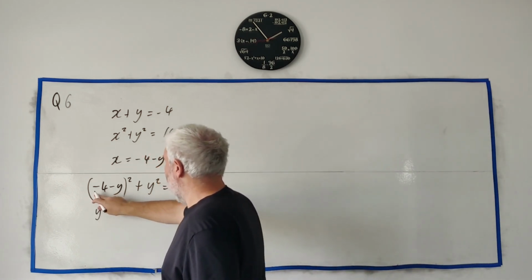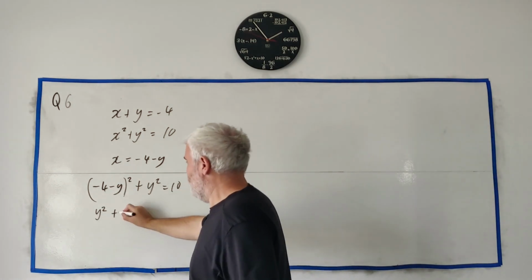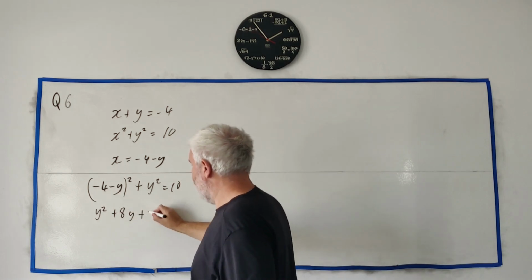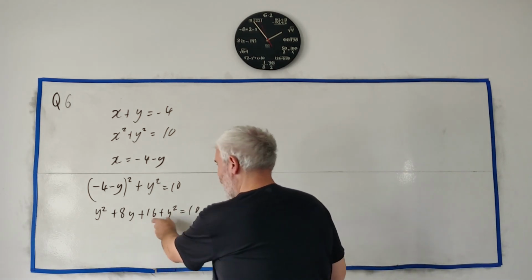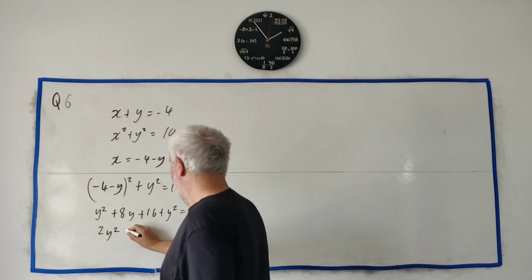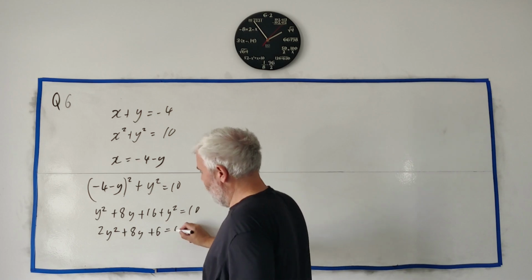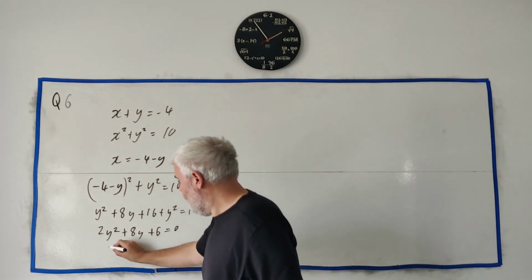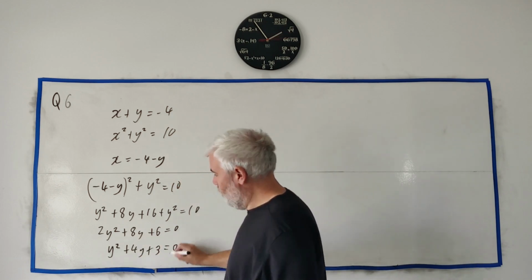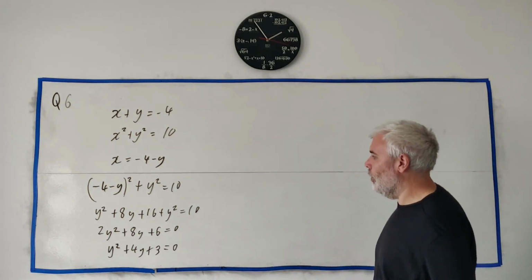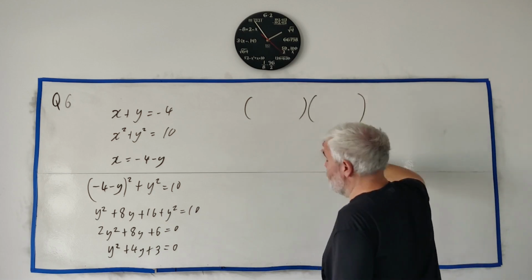We get y squared, minus minus, by a minus is plus 4y, and there's 2 of them, so we get 8y. We get plus 16 here, plus another y squared equals 10. Add all these together, we get 2y squared plus 8y plus 16 minus 10, which is 6, equals 0. 2 goes into everything, so we get y squared plus 4y plus 3 equals 0. Quadratic equation: if you're not good at factorizing, use the minus b formula. But this one does work out quite nicely.